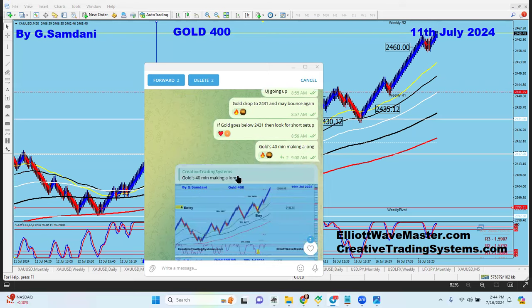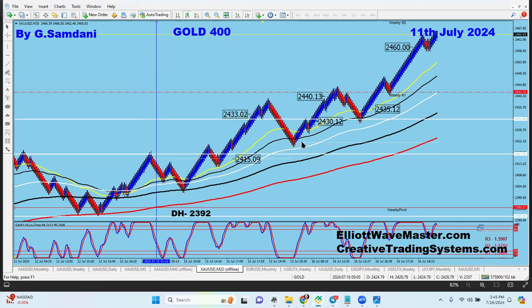And then the 40-minute chart I posted here, okay, gold's 40-minute making a long, and that's the one that I took the long on as well. See, okay, let's see. This one is so good and this one is so good. So let's see how I can do with these ones. And then, very good, from 24.35 all the way to 24.60.